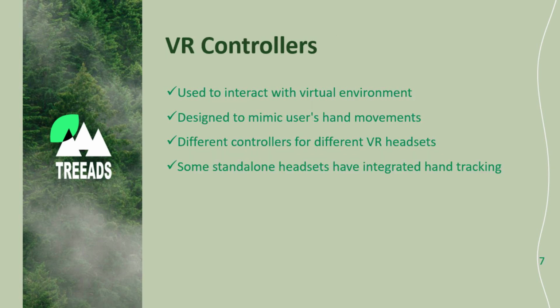In addition to the VR headset, controllers are used to interact with the virtual environment. These controllers are designed to mimic the user's hand movements and provide a more immersive experience. The type of controllers may vary depending on the VR headset. For example, Oculus Rift uses Oculus Touch controllers while HTC Vive uses Vive controllers. Some standalone headsets have integrated hand tracking, eliminating the need for separate controllers.